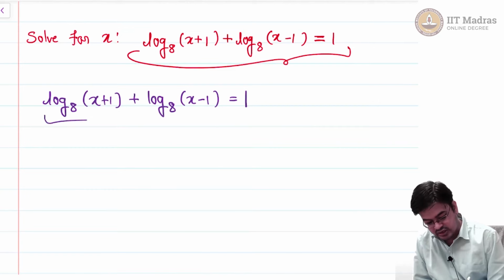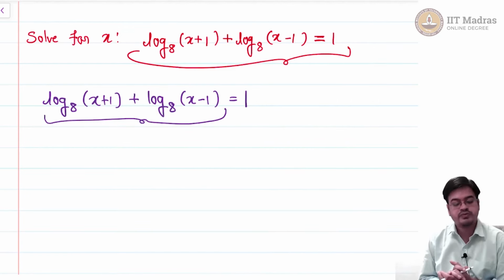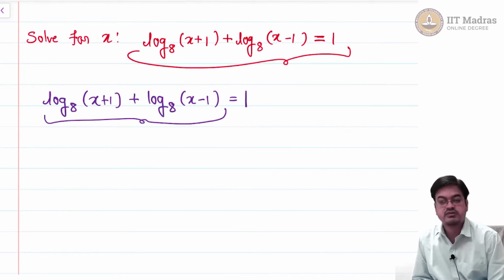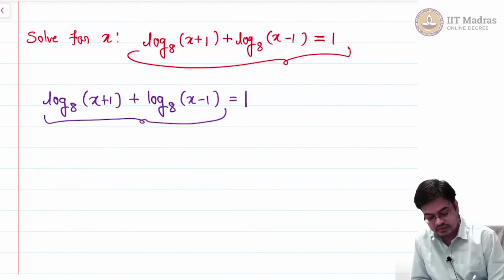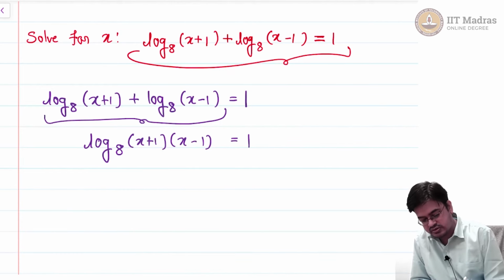Do I know any law of logarithm which will help me to simplify this? Yes, I know the multiplication rule. Log of m plus log of n is equal to log of mn. So I will apply that rule and I will get log to the base 8 of (x plus 1) into (x minus 1) is equal to 1.